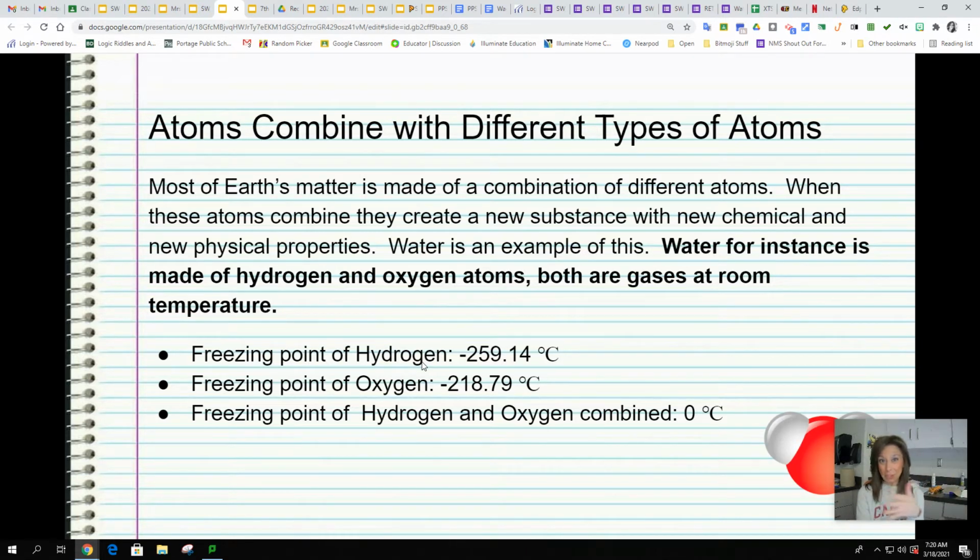So when the two gases are combined to make H2O, water, we have a completely new physical property, a new freezing point, just by combining them.